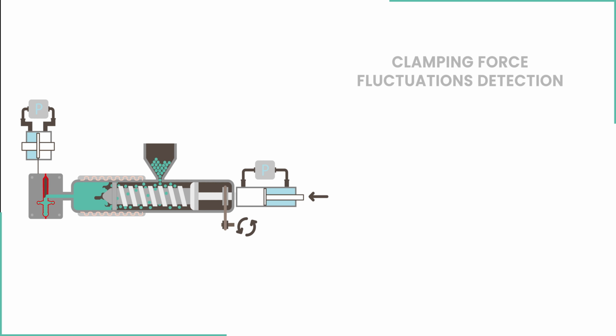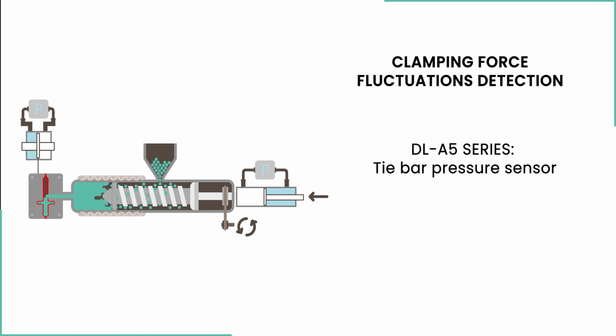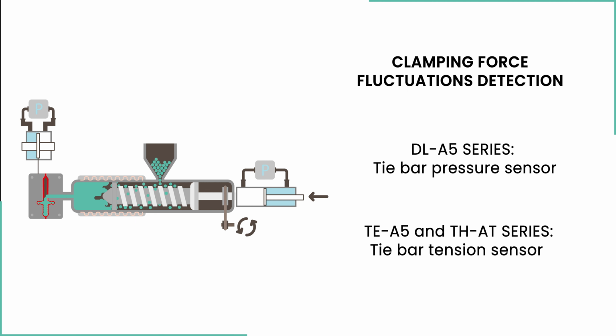For this, on the DL machine series, the tie bar pressure sensor detects changes in the clamping pressure. On the toggle machines of the TE and TH series, the clamping force is monitored with high-precision tie bar tension sensors, which detect potential mold breathing with an increase in tie bar tension.